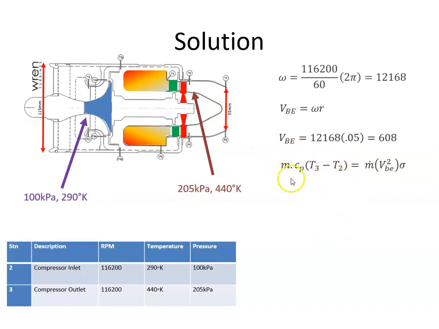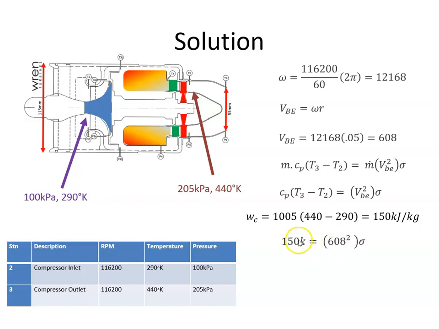The work in must equal the work out, and the mass of air coming in must equal the mass of air going out. So these two values are going to cancel out, and we're left with Cp times (T3 minus T2) is equal to V_BE squared times sigma. So this is 1005, we were given the temperature as 440, and the temperature coming in is 290. And that worked out to be 150 kilojoules per kilogram. That should be equal to 608 squared times sigma. So 150 K is equal to 608 squared times sigma.